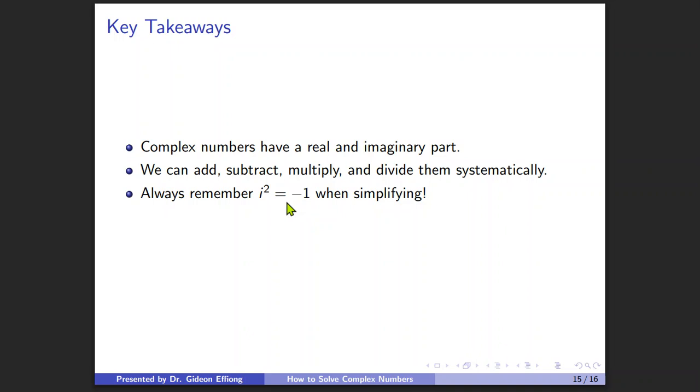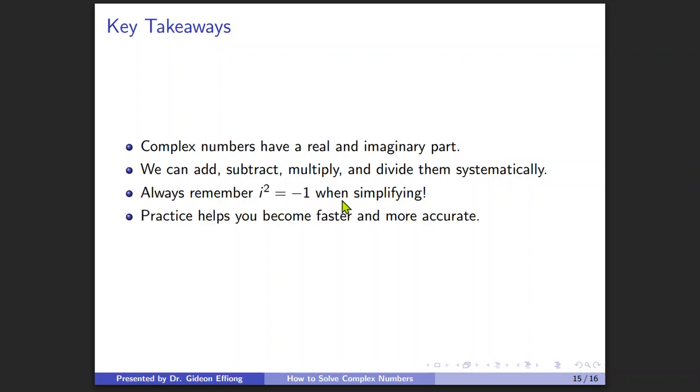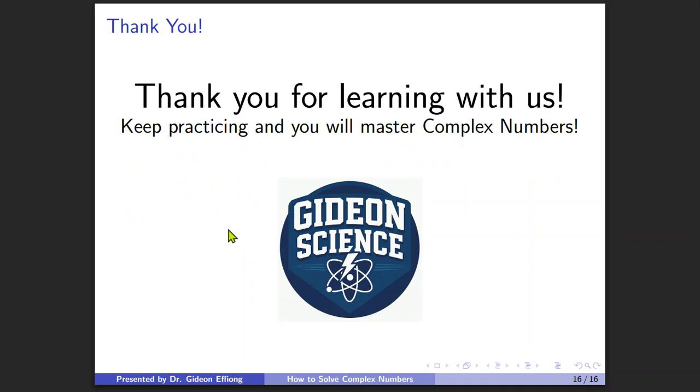So as you can see, in complex numbers, we can add, subtract, multiply, and divide them systematically. So always remember that i square equals minus 1 when simplifying. Practice helps you become faster and more accurate. So thank you. I believe you have learned something today. Keep practicing and you will master complex numbers.